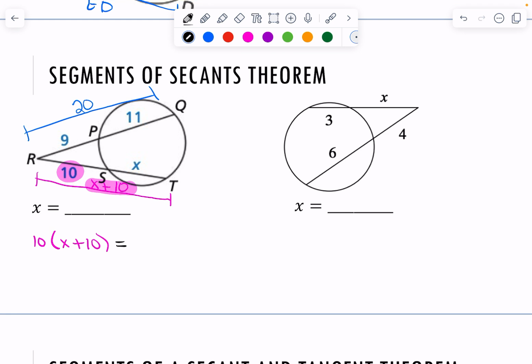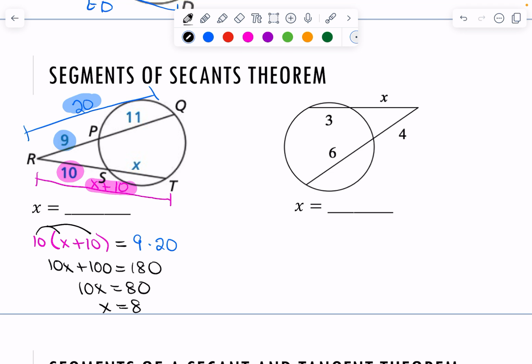And that is equal to, and now we're going to come back, I'm going to take the external times the full. That's going to give me 9 times 20. So now we're going to start to solve. We're going to distribute. That will give me 10x plus 100 equals 180. I'm going to minus the 100. So 10x equals 80. Divide by the 10, x equals 8. If I plug that back in, 8 plus 10 is 18 times 10 is 180. And it makes all the sides positive measurement lengths, so 8 works just fine.